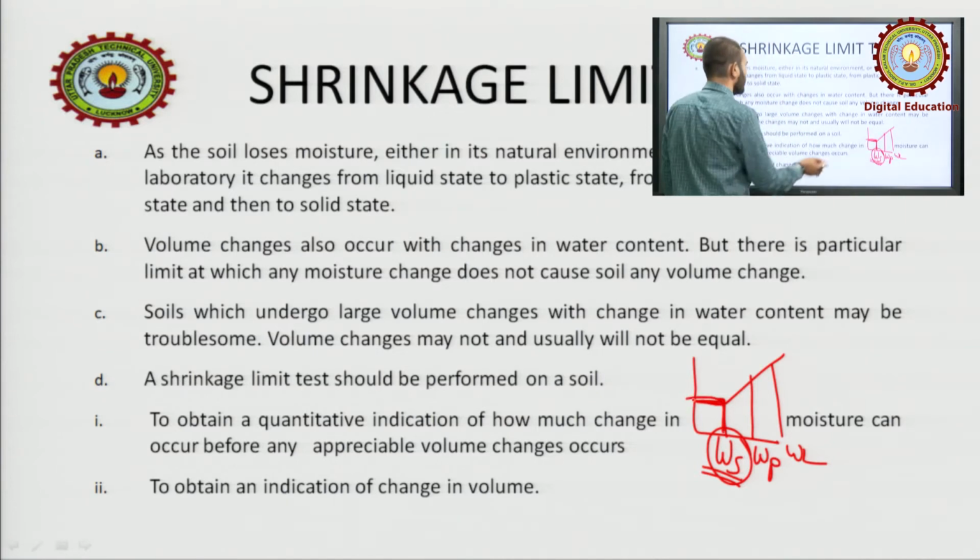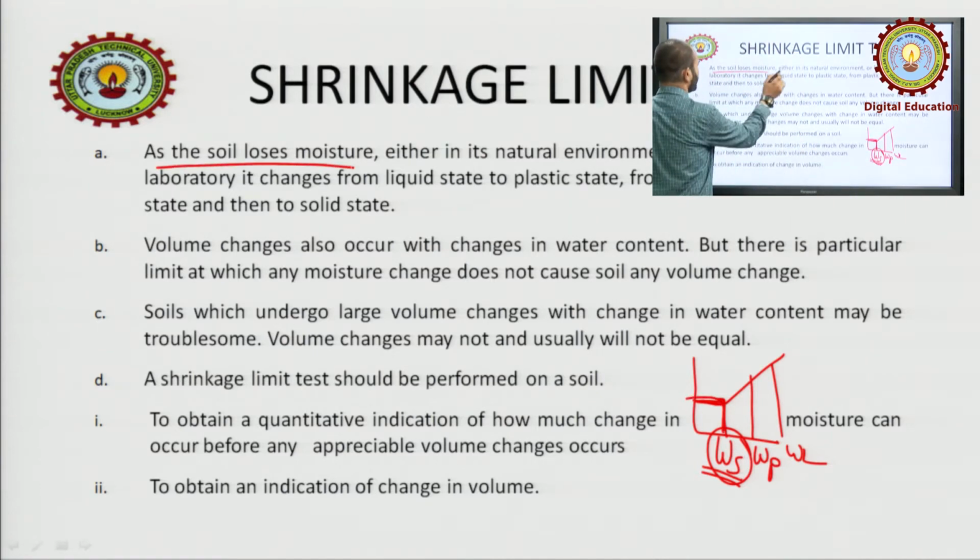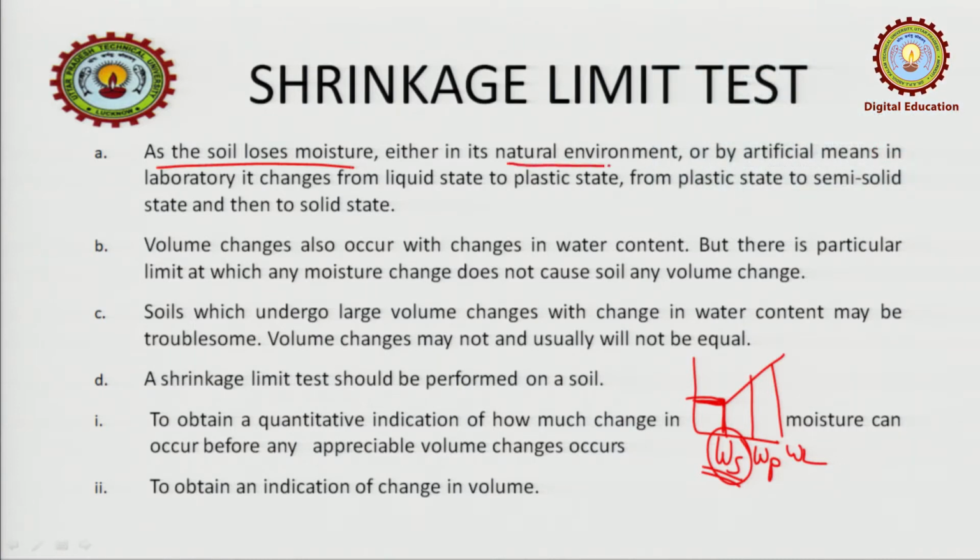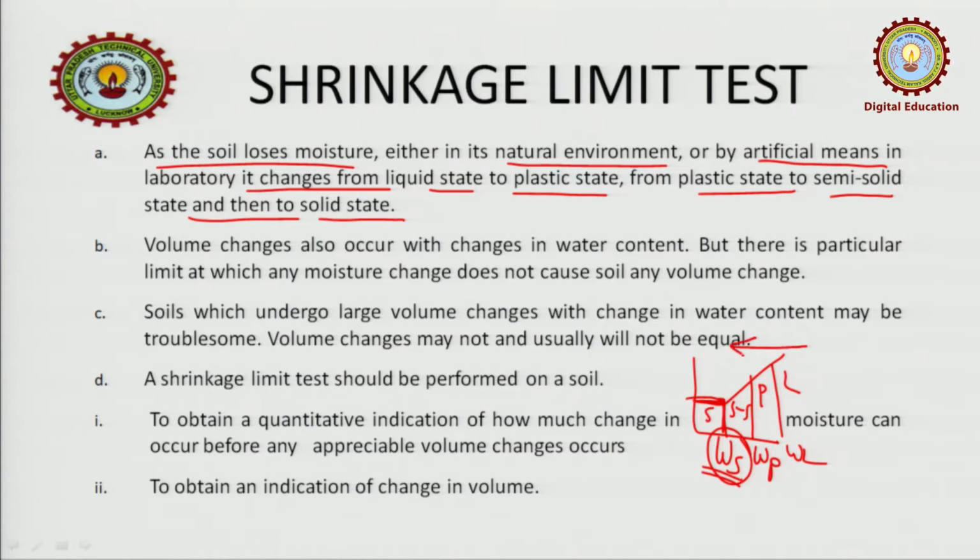Let us see now. As the soil loses moisture, either in the natural environment or by artificial means in the laboratory, it changes from liquid state to plastic, plastic to semi-solid, then from semi-solid to solid. If you remember, this is liquid, this is plastic, this is semi-solid and this is solid. Once we start reducing the water content, it will slowly attain all these states, the Atterberg states which we completed in the last lecture.